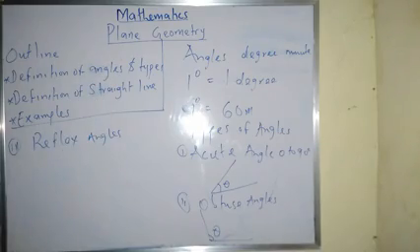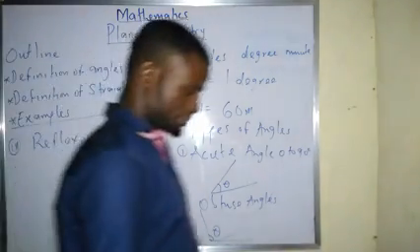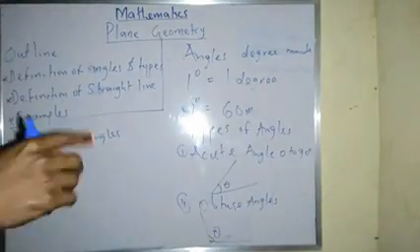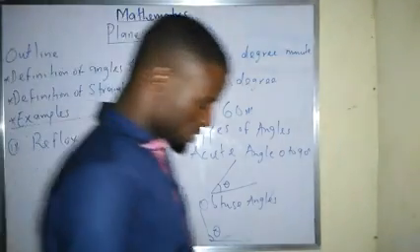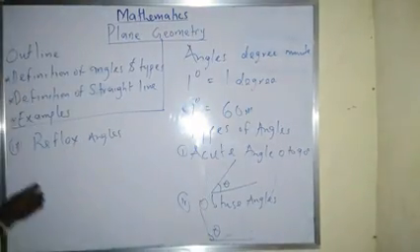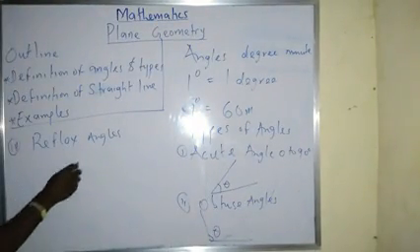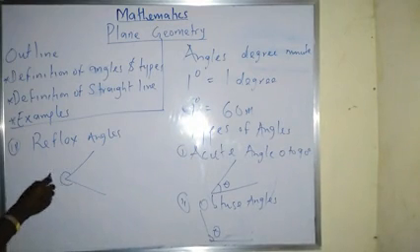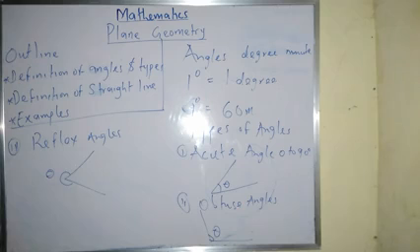Reflex angle is more than 180, between 180 and 360. But if it is equal to 360, it means we'll be working on angles at a point. It must be less than 360. We are talking about something like this. This angle here, theta, is known as reflex angle.